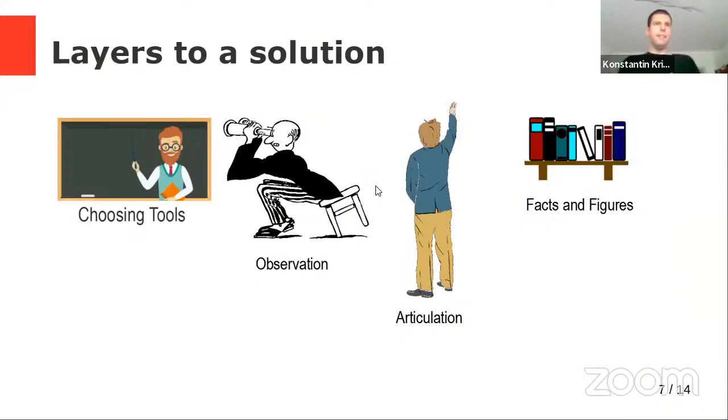To sum up these layers: first is the choosing tools level to solution. One inner layer is the observation. Before that, there comes the articulation. Someone sees a problem and does not know that it is there. It's more or less the awareness of the obstacle. And then the inner level, it's the facts and figures, where the problem itself has its core, but the problem itself does not exist.